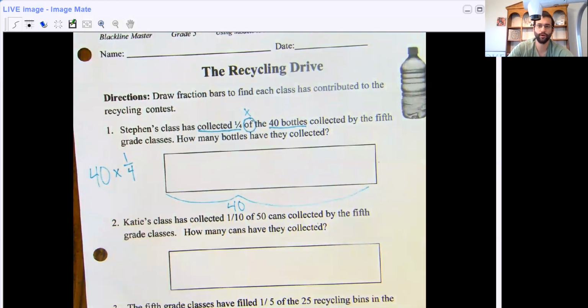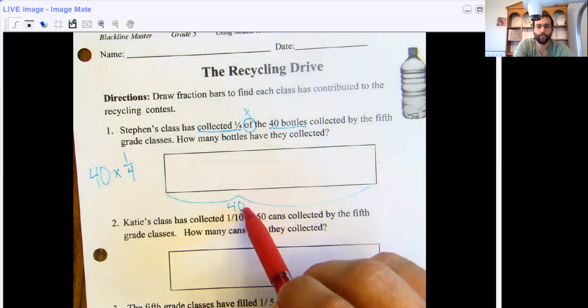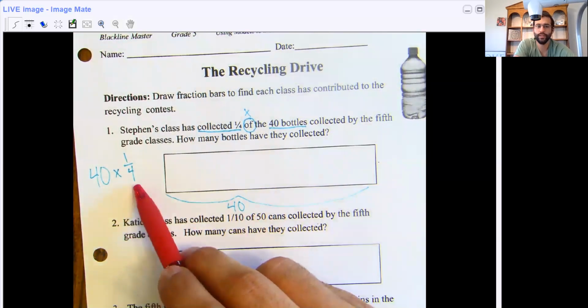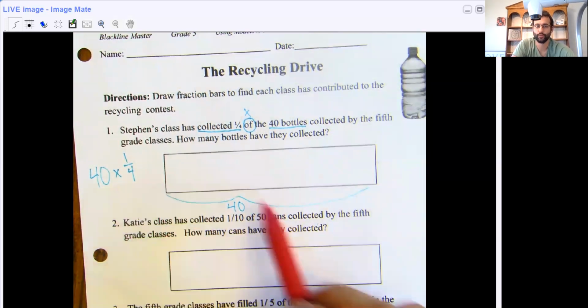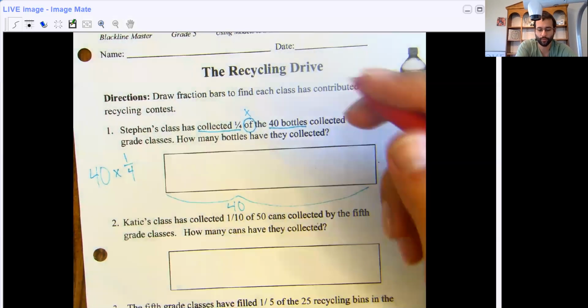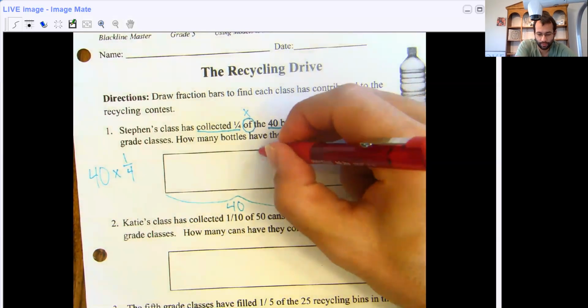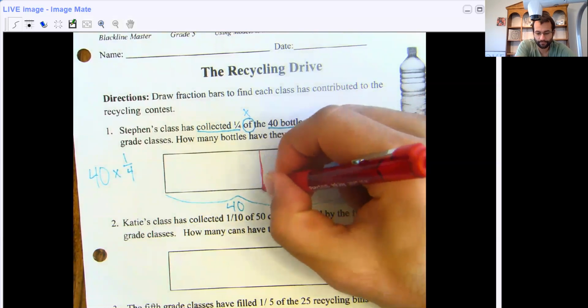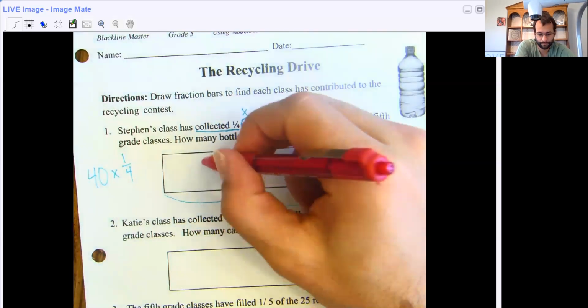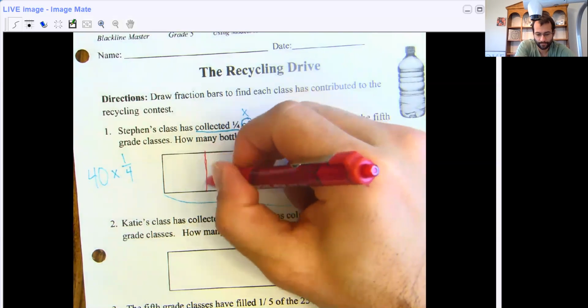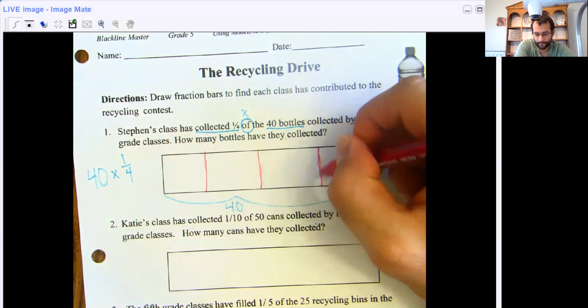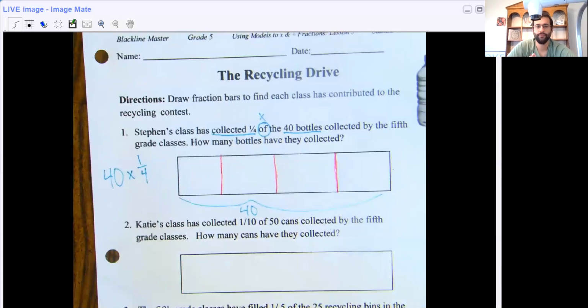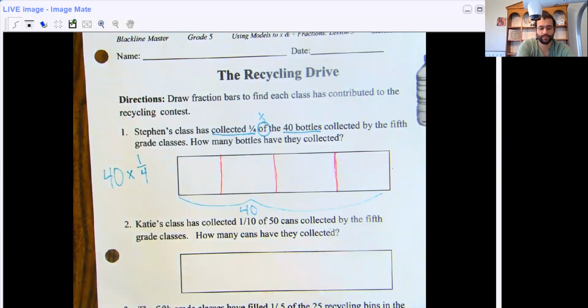Now here's what you're going to do. It's very similar to before. We're going to split this 40 into 4 equal pieces. Our denominator is 4, so we're going to split this fraction bar into 4 equal pieces. That would be 2 pieces. That would be 4 equal pieces: 1, 2, 3, 4. Now you have to think to yourself, what has to go in each of those boxes in order for me to get to 40?